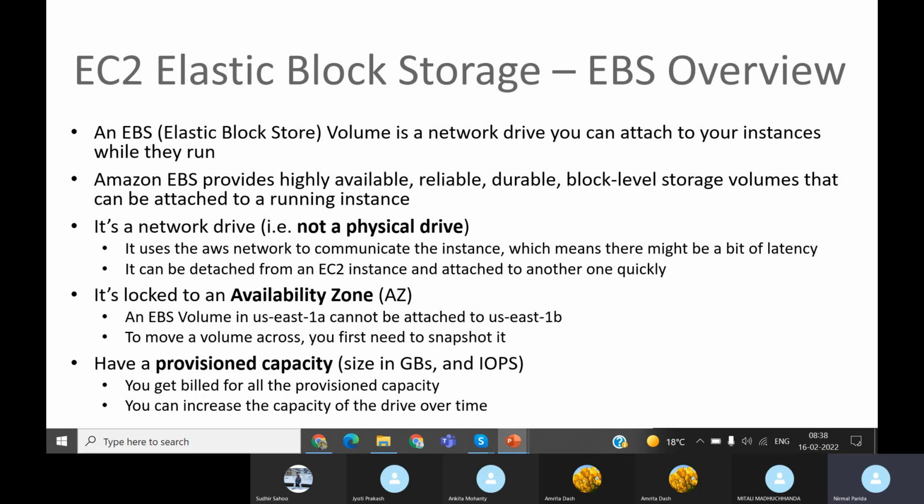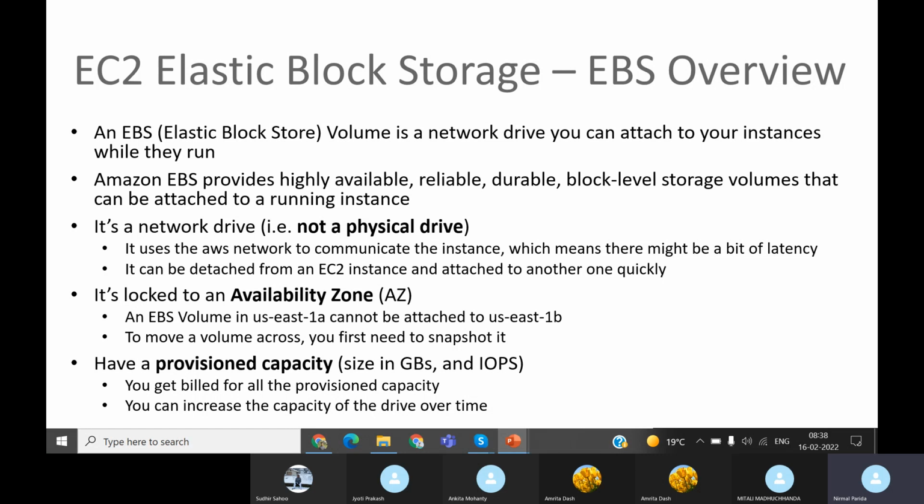You can detach your drive from one EC2 instance and attach it to another EC2 instance in the same availability zone. You have to keep in mind that it must be the same availability zone. Your EBS volume will not move to another availability zone. There is an option. I will tell you how you can move your volume to another region, when we learn snapshots. It is locked to an availability zone. An EBS volume in US East 1A cannot be attached to US East 1B.